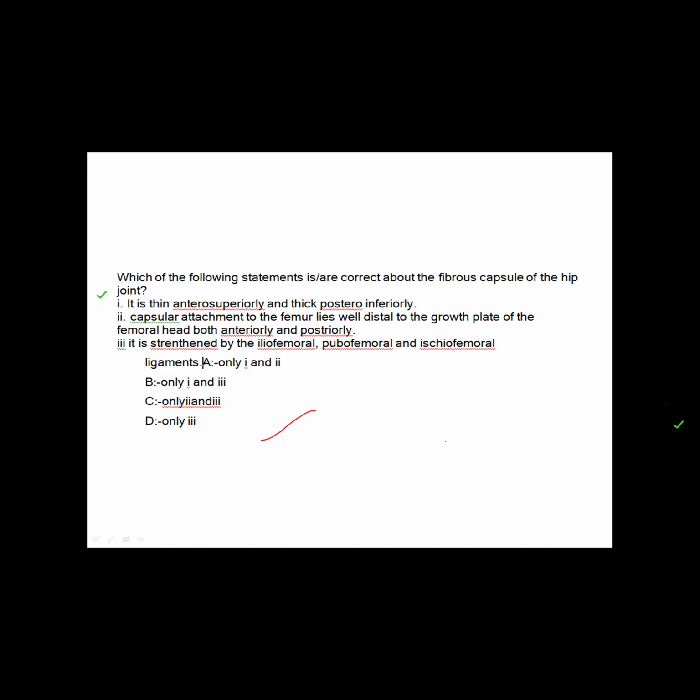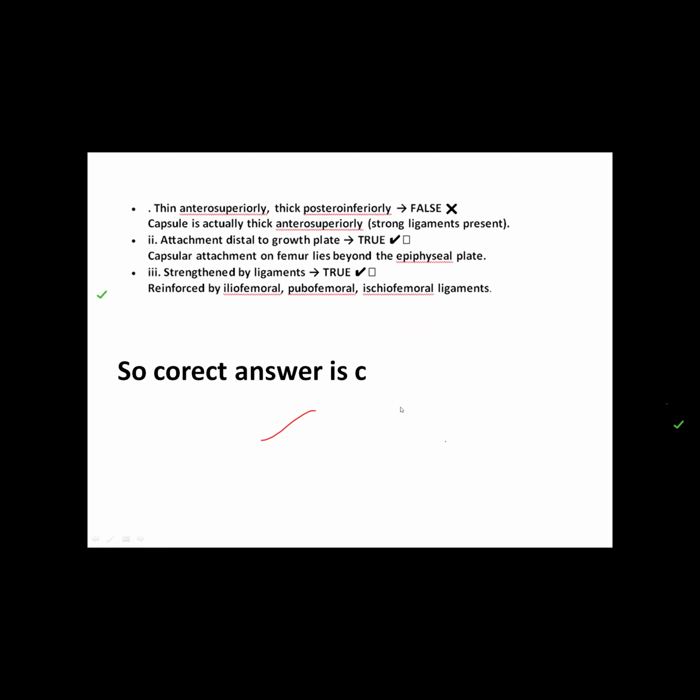Option C, option C. Okay. So you are saying the first sentence is incorrect. It is thin anterior superiorly and thick posterior inferiorly. The rest, the second and third, are correct. Okay, let's see. So the correct answer is C. Thin anterior superior. As I said, the first sentence is false. The rest are correct.